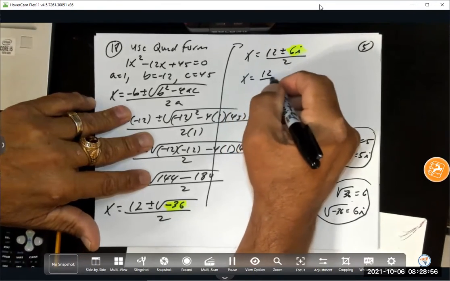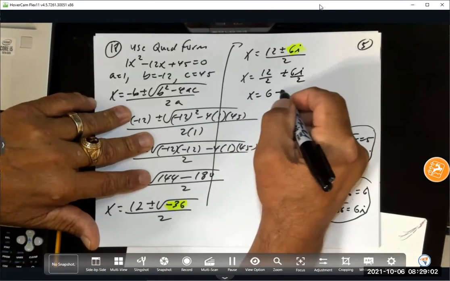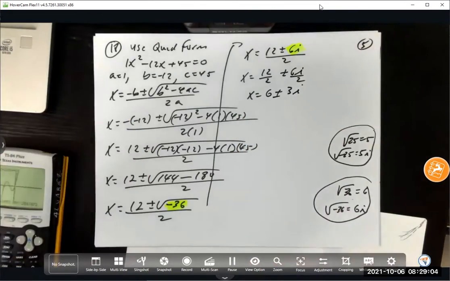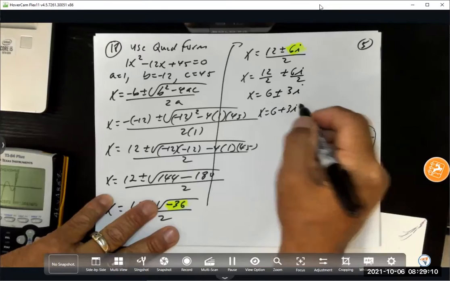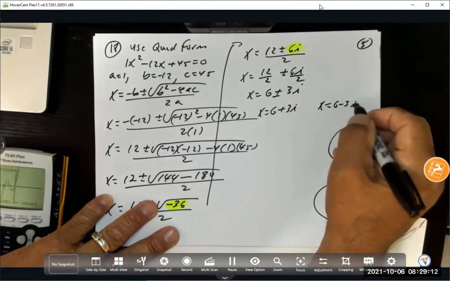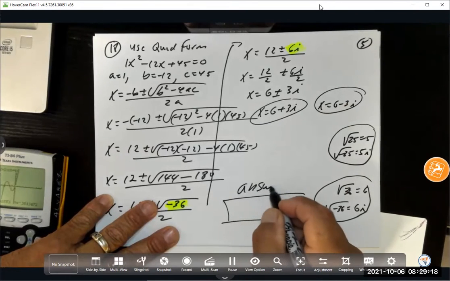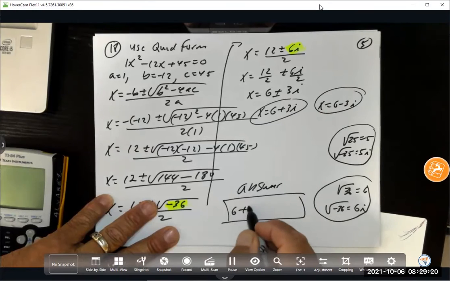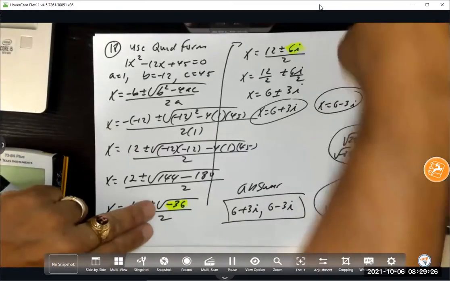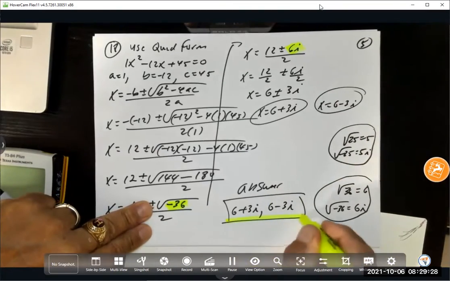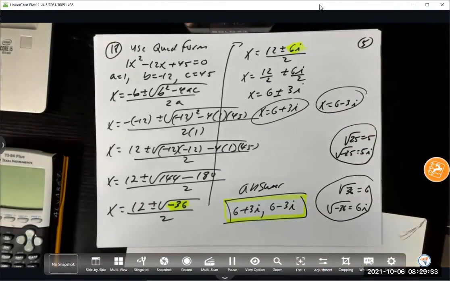You're gonna go 12 divided by 2 plus or minus 6i divided by 2. So x is gonna be 6 plus or minus 3i. But that gives me two answers. So x equals 6 plus 3i or x equals 6 minus 3i. So I have two answers right here. When you put this in the answer box, you need to put it like this: 6 plus 3i, comma, 6 minus 3i. And you have to put it just like this. If you don't put a comma between them, it'll count it wrong. Okay, so be okay right there with the answer for number 18.